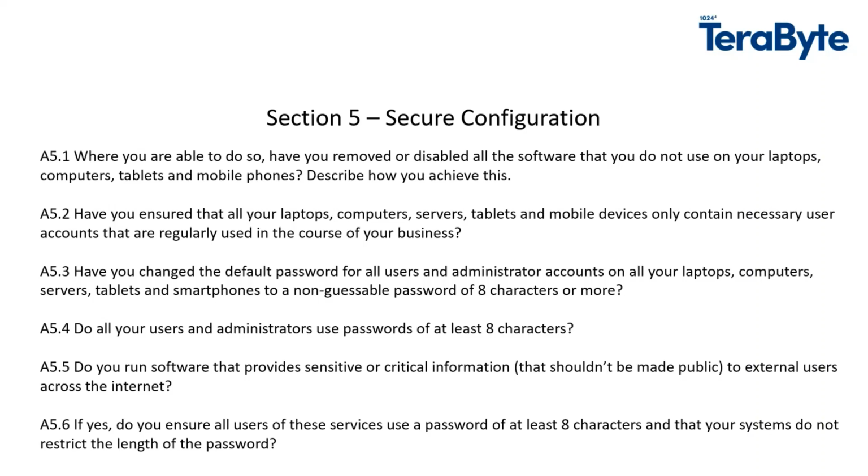A55, do you run software that provides sensitive or critical information that shouldn't be made public to external users across the internet? This is just making sure that you're not actually running software that provides personal information that's exposed to the internet. For example, if you've got an internal wiki or internal intranet system, make sure it's not exposed to the internet. Keep everything that should be confidential and internal. If you do though, however, the next question is A56, you've got to actually just describe, making sure that the services are password protected, that it is all locked down.